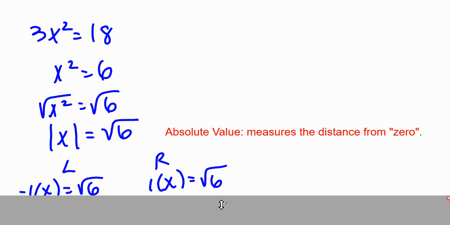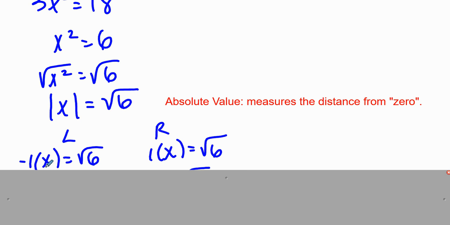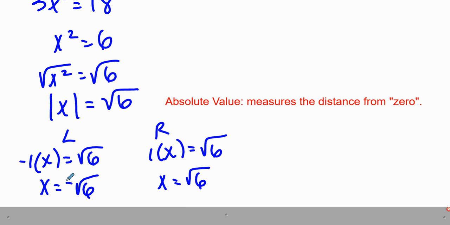So we're going to set up our two equations to show that and undo each. That means dividing by -1, dividing by 1. So our answers are going to be the opposite of the square root of 6, or think of it as a negative square root of 6, and our positive square root of 6.